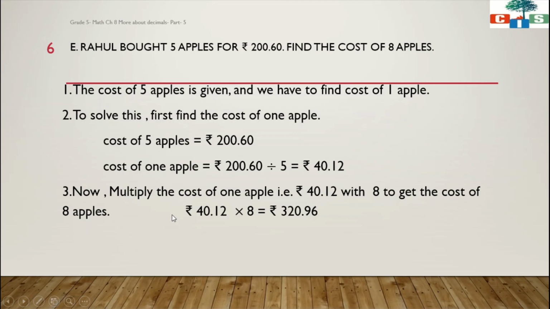So here I have done multiplication where I have multiplied 40.12 with 8. 40.12 is cost of 1 apple and 8 is the number of apples. So I have got the product as 320.96. So therefore the cost of 8 apples is rupees 320.96. Here also we have done both the methods, division for finding cost of 1 apple and then multiplication for finding cost of 8 apples.